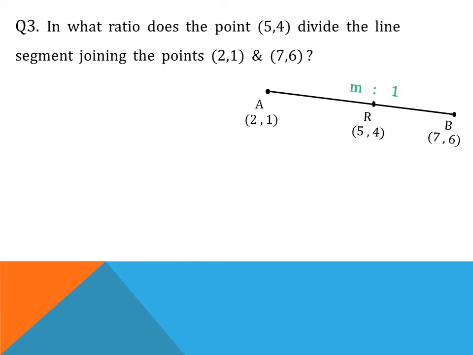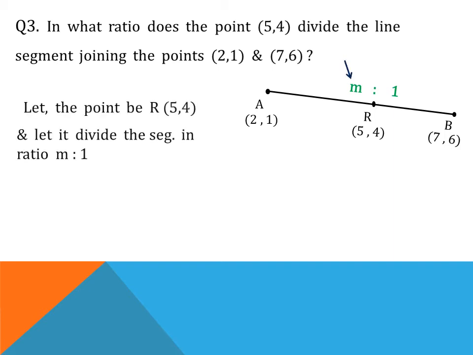Now in all such questions where the ratio is to be calculated, we'll always assume one of the parts of the ratio to be 1. So let's say the ratio is m:1. So now why do we do this is because if we assume one part of the ratio to be 1, that leaves us only one unknown variable to be calculated, which in this case is m. If we don't do it this way, and if we assume the ratio to be m:n, then we have to find two unknowns. So now 5 would be equal to 7m plus 2 upon m plus 1.